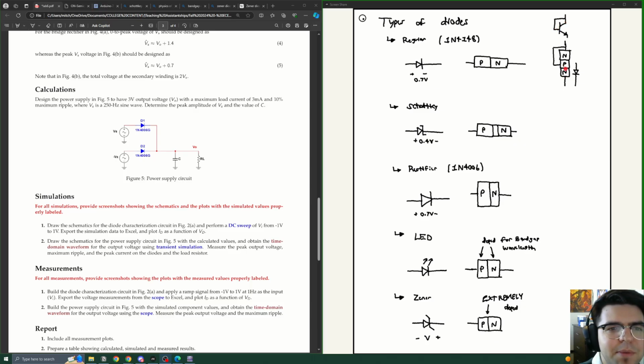And because now we have the PN junction here shorted, we actually create a usual 0.7 voltage drop diode from here, which is a nice little consequence, right?